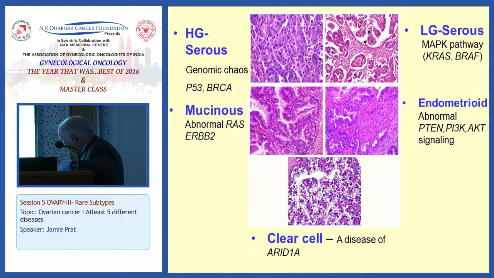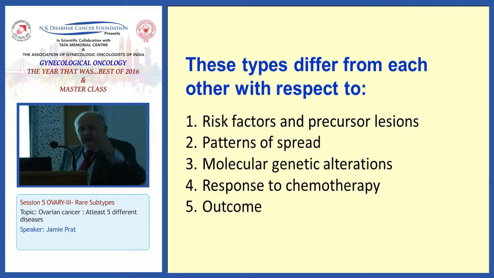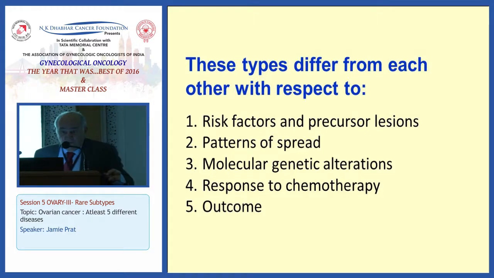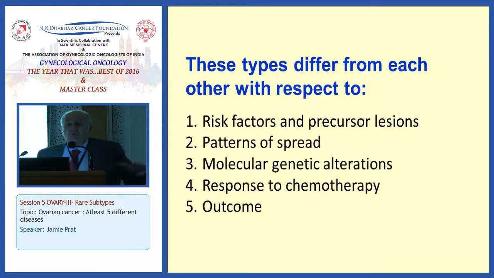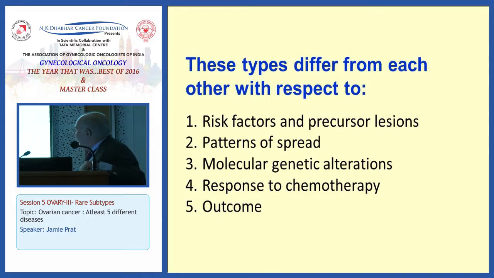And so just to go on, here are 5 tumors that have different risk factors and precursor lesions. For instance, BRCA for high-grade serous, and endometriosis for clear cell and endometrioid. Different patterns of spread. What do you find in high-grade serous? Stage 3, right? Advanced stage. What do you find in endometriosis-related tumors? Stage 1. Different pattern. And then molecular genetic alterations, totally different. Different music, right? And then response to chemotherapy different, and outcome different. What else do you need to call these different diseases?